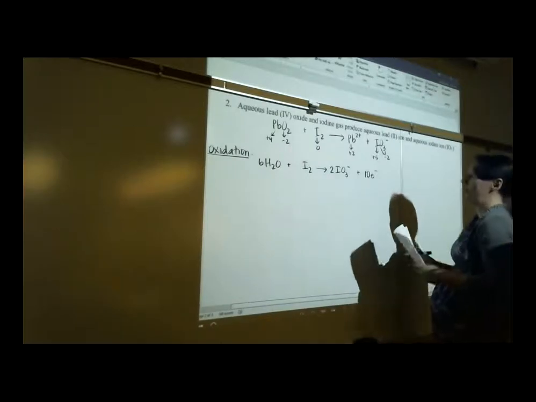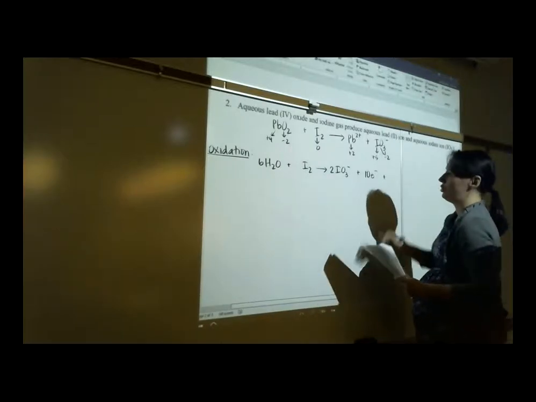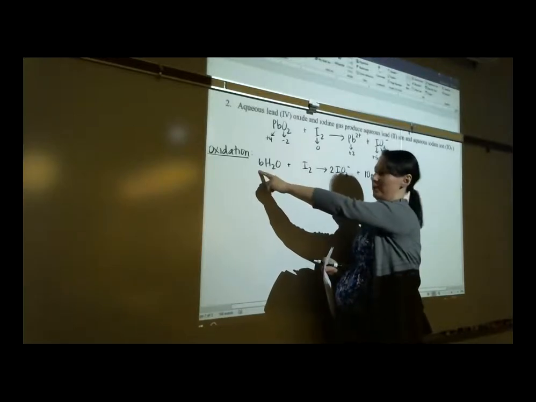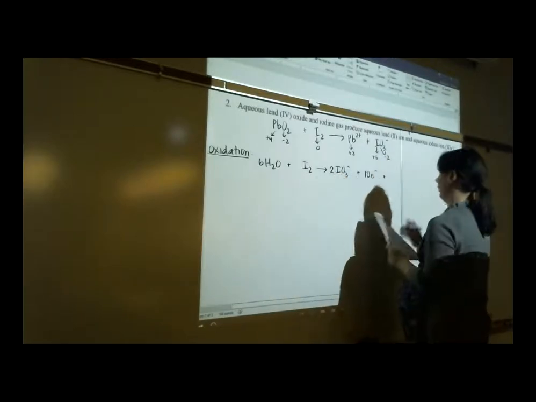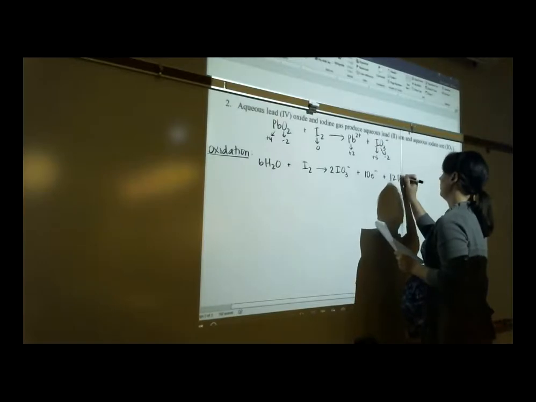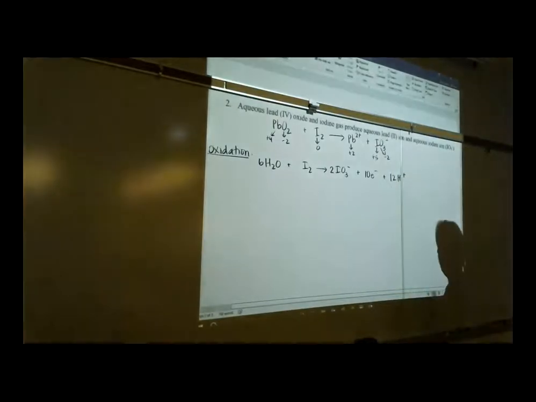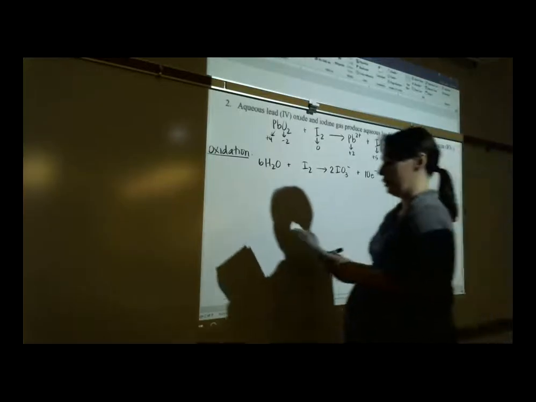And now, balancing hydrogen, we have the same issue. Yes, there are 2 hydrogens in H2O, but there's a coefficient of 6. So 6 times 2 gives me 12. So now, I've got a balanced half reaction. Let's do the reduction side.